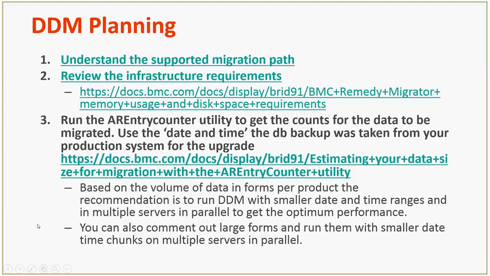Okay, planning. There are various links here. I'm not going to go into too much detail on these, but the links will give you all the information you need. For example, the first one is the supported migration path. So what versions we support, what products, you can look into that, and then your infrastructure requirements, like you need a separate migrator box for sure, and make sure nothing else is running on the box. Then step 3 is, of course, the first step once you are ready, right? Running the counts to know your volume of data, and how you can plan for it, right?